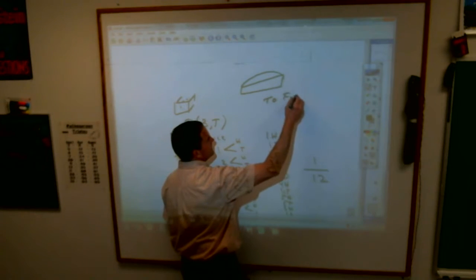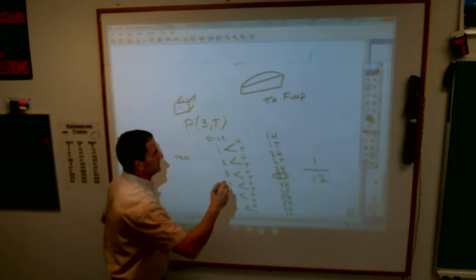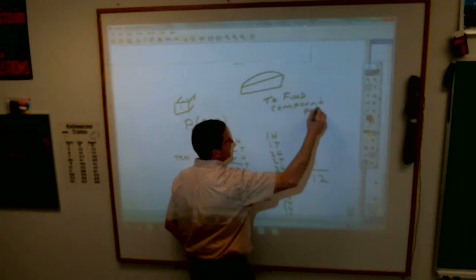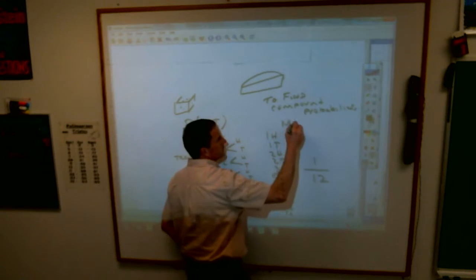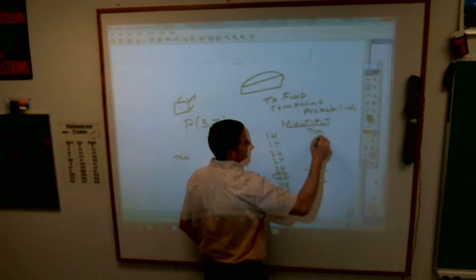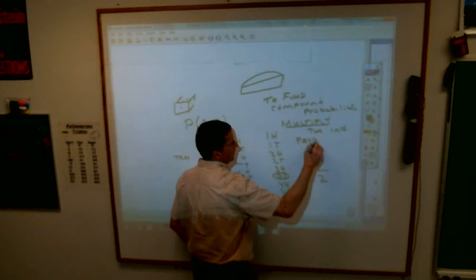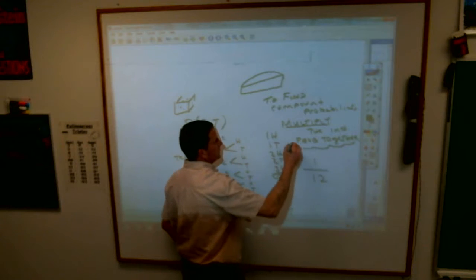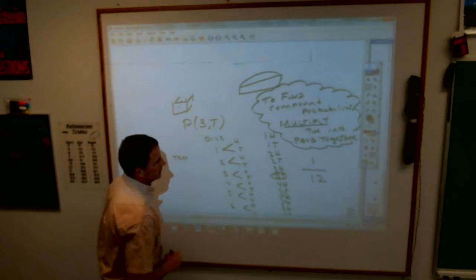To find compound probabilities, you multiply. That's the key right here: multiply their probabilities together, their individual probabilities together. That is kind of our key phrase here on that page. And you'll see this is much easier than what we did there.